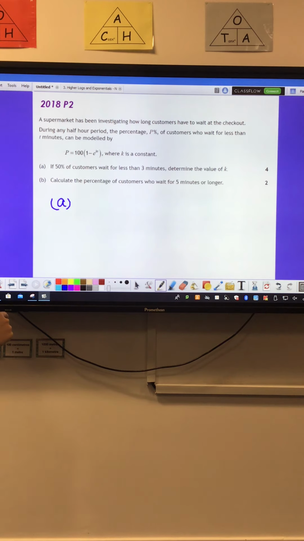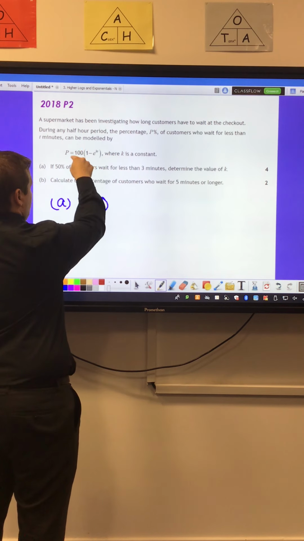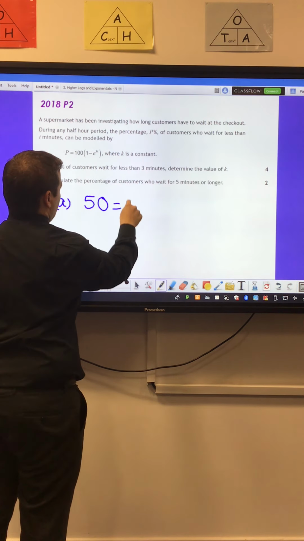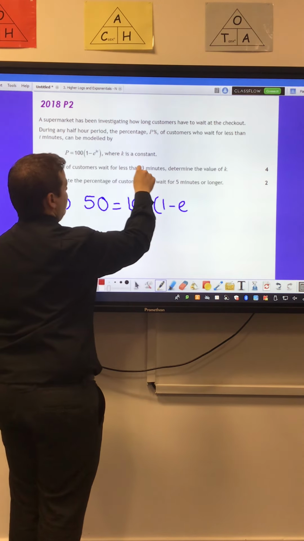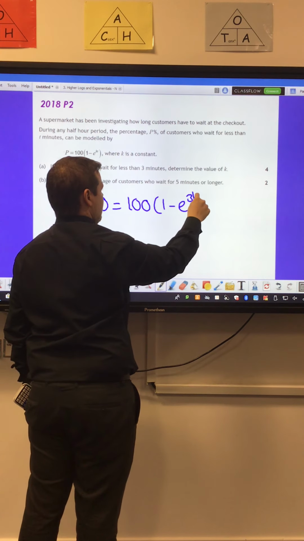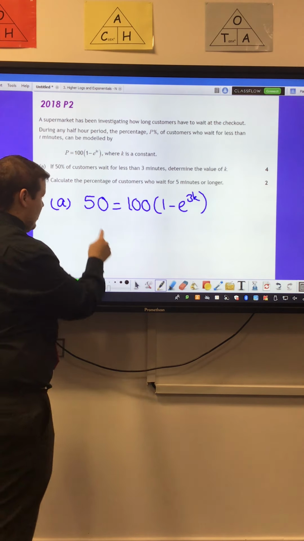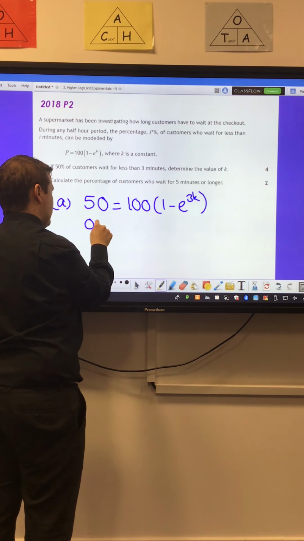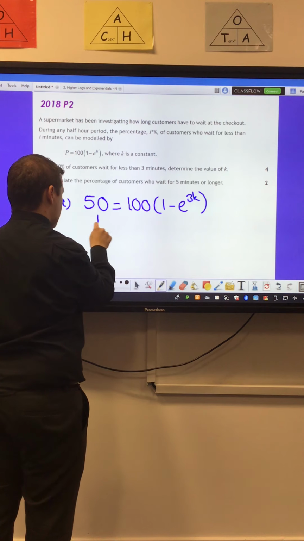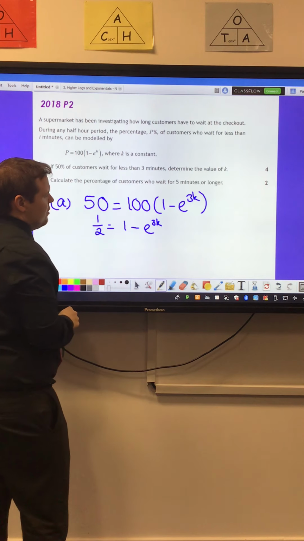So P tells us the percentage who wait for less than T minutes. So we know it's 50%, okay, 50% of 100 is 50, equals 100 bracket 1 minus e. Now we know it's less than 3, so T's 3, so it's 3K. Now again, there's loads of ways to do this. You can multiply out the brackets. I am probably going to divide by 100 first. That's going to give me 0.5 or a half even, it's 50%, a half, equals 1 minus e to the 3K. A wee bit nasty on this one.